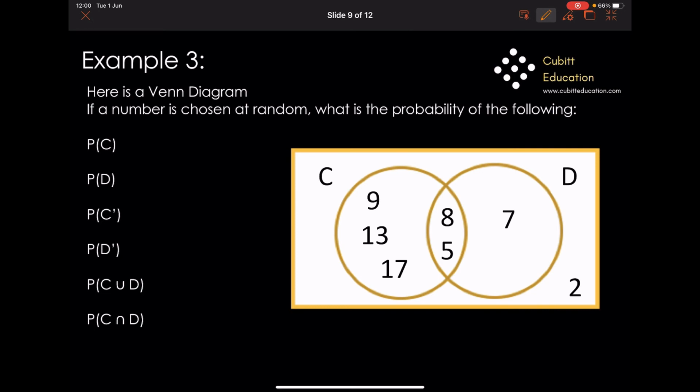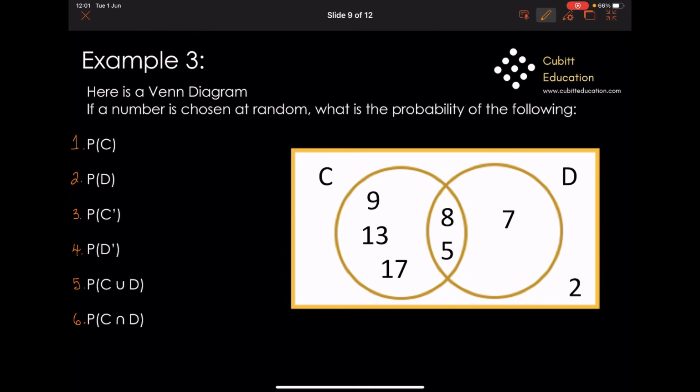This first one, question number 1, is saying the probability of getting a number in C. This one is the probability of getting a number in D. This one is the probability of getting the complement of C, meaning not in C. This one's the complement of D, so not in D. This one is the probability of getting C union D, and this one is the probability of C intersect D. If you'd like to pause the video and have a go, please do, and then I will be right with you.